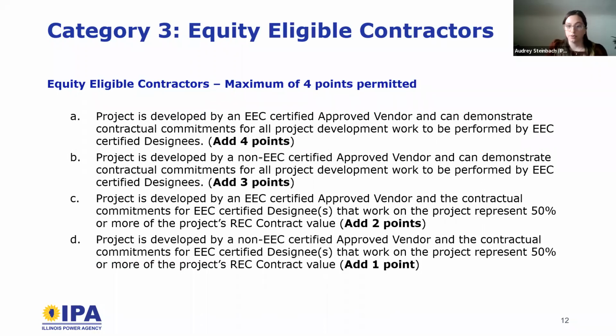So scoring category number 3 is equity eligible contractors, or again, EECs. Here we have outlined the points that are available for applications that are submitted by EEC certified approved vendors, non-EEC certified approved vendors, and those approved vendors that wish to partner with EEC certified designees. For this section, the maximum point value permitted is 4 points, and by the nature of the definitions of each of the items here, approved vendors may only qualify for one of these items. Okay, next slide.